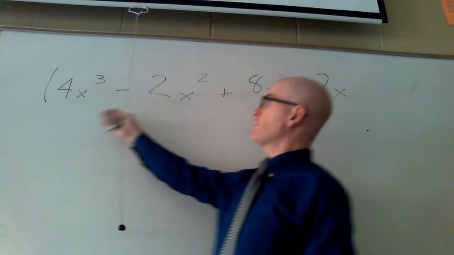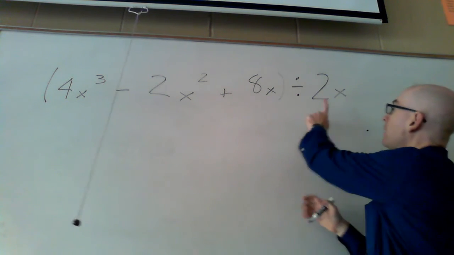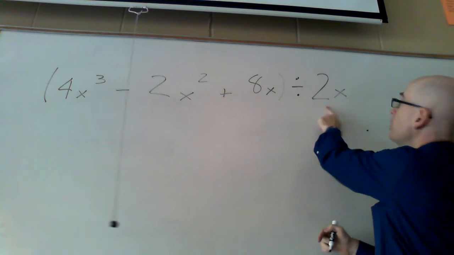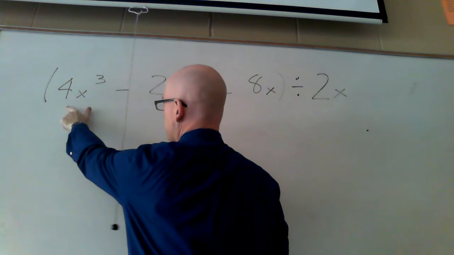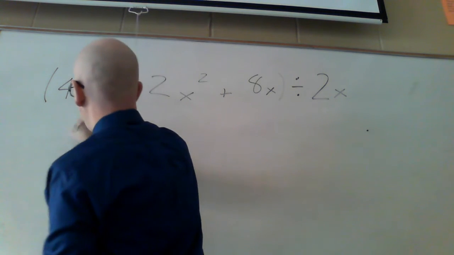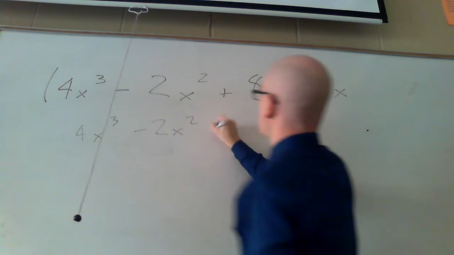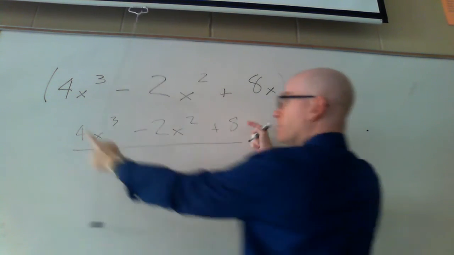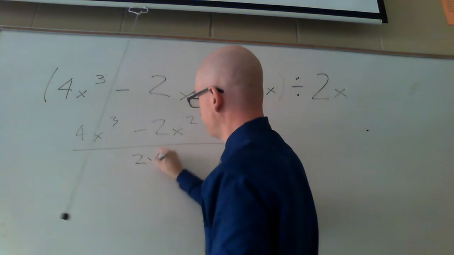So I'm dividing this polynomial, 4x cubed minus 2x squared plus 8x, all by 2x. Check it out. 2x actually goes into each of these terms. So we can put the whole thing, I'm just rewriting it at this point. Remember, when you've got something in the numerator, there is an implied invisible parentheses around that.